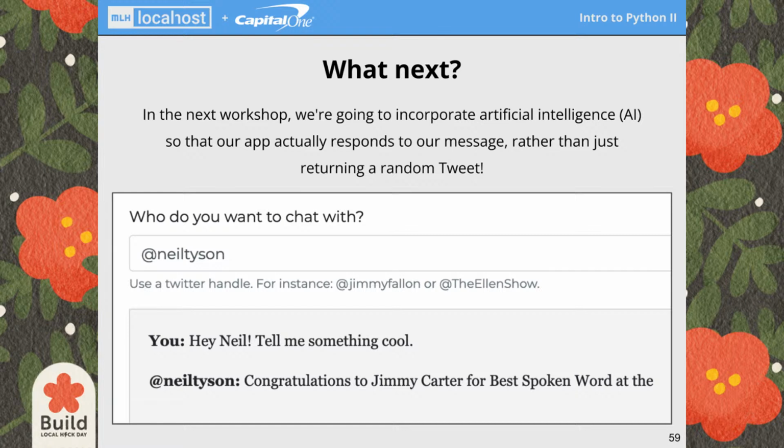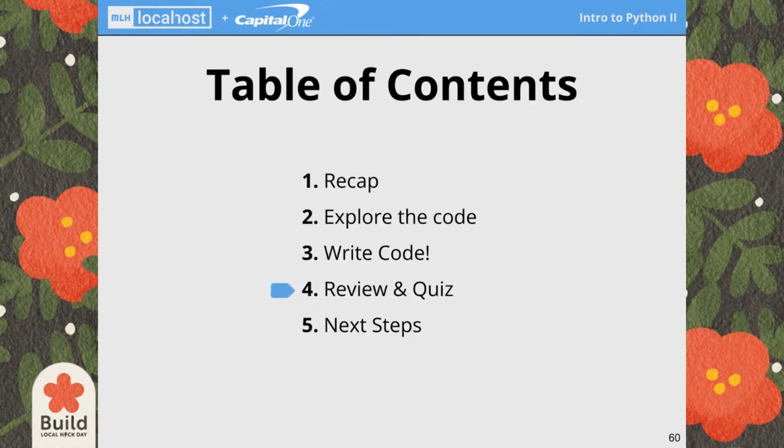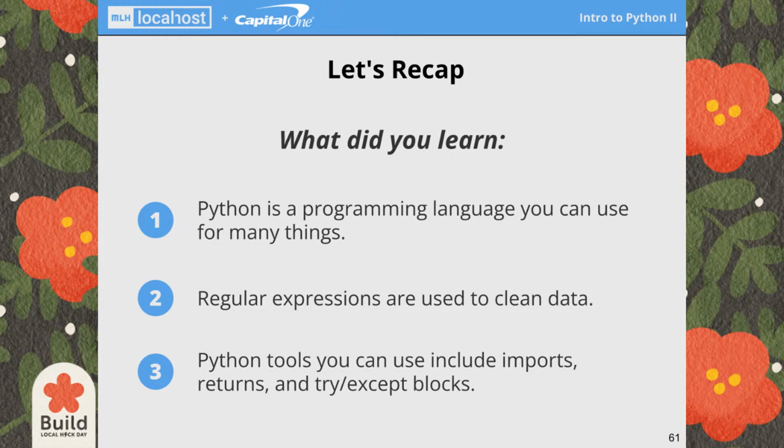And in the next workshop, Python Part 3, which should be happening during Local Hack Day Build, we're going to incorporate artificial intelligence so that our app can actually respond to our message rather than just returning a random tweet. So as a recap, today we learned Python is a programming language you can use for many things. Regular expressions are used to clean data. And Python tools can include imports, returns, and you can use try and except blocks also.